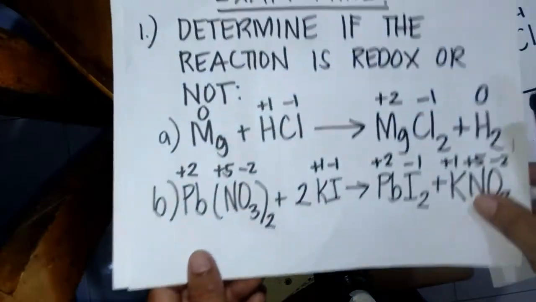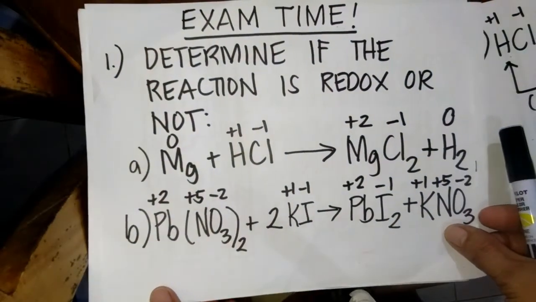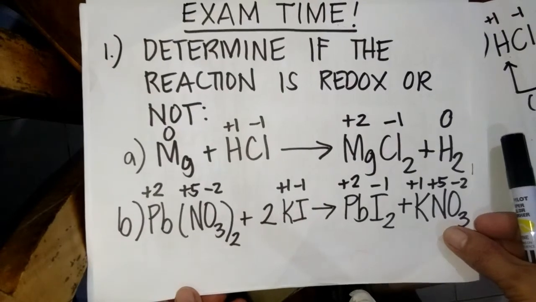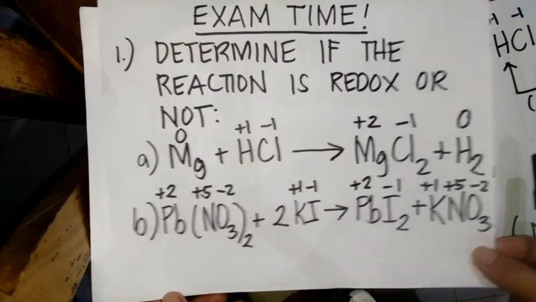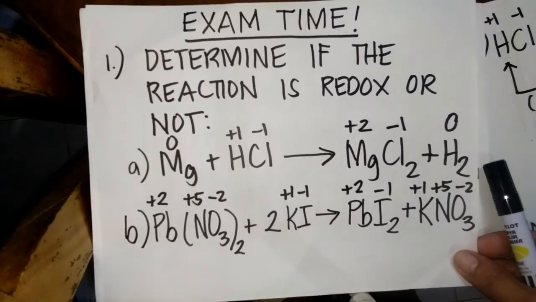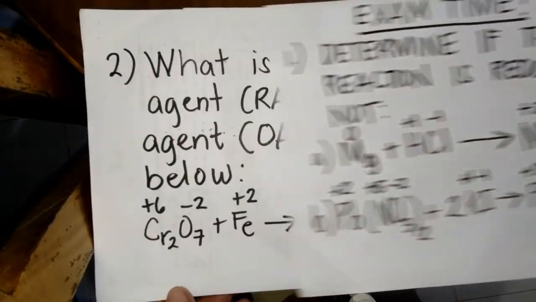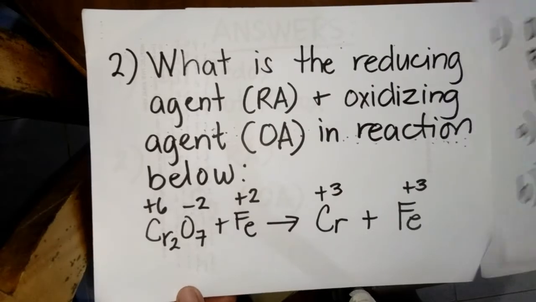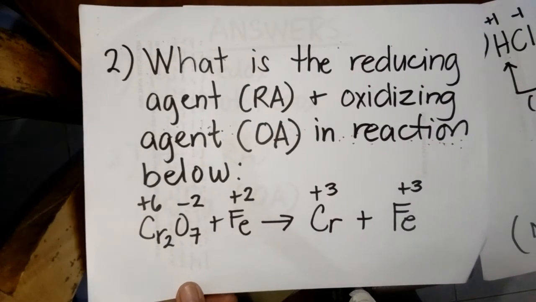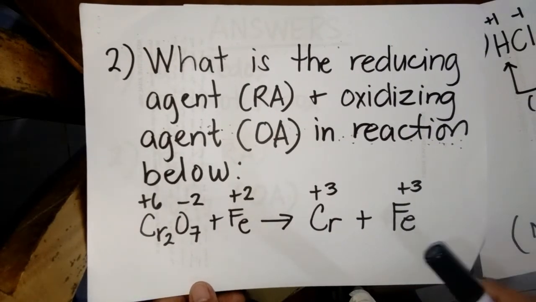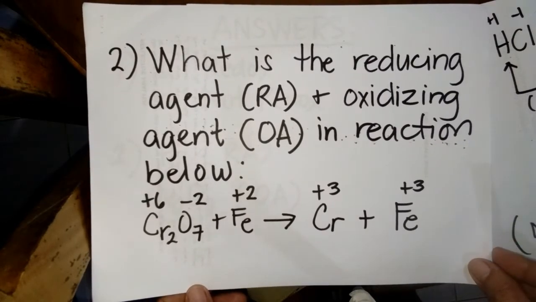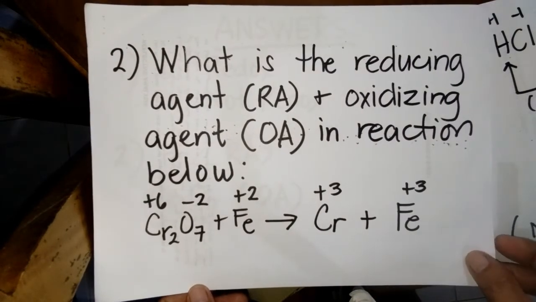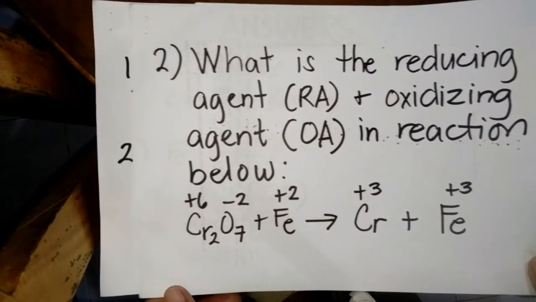So we have exam time. Determine if the reaction is redox or not. You may pause this for a while. After computing, another question, number 2, what is the reducing agent or oxidizing agent in the reaction below? You may also pause so you can solve. Okay, and here is our answer.